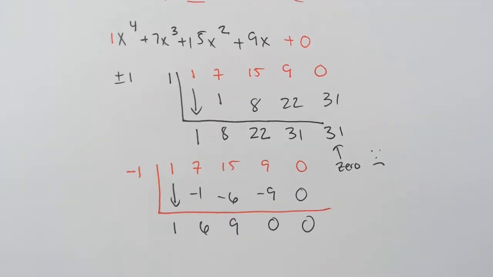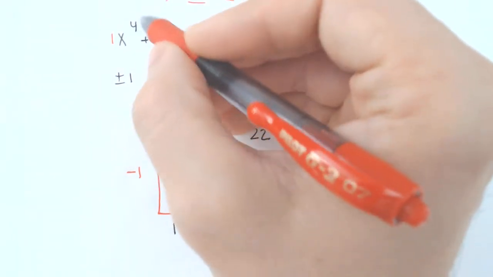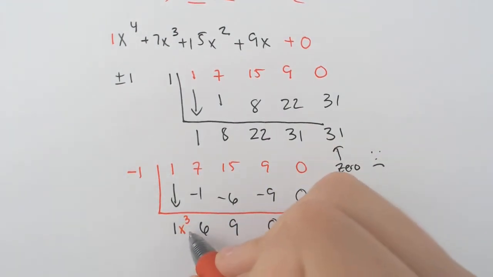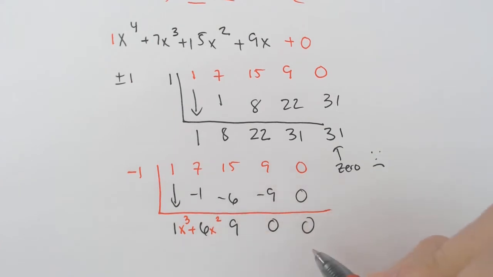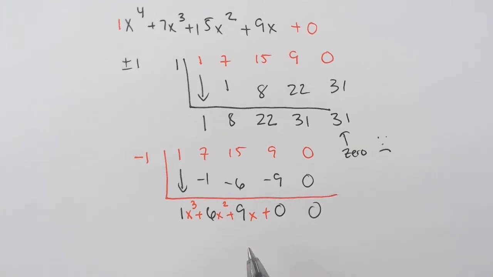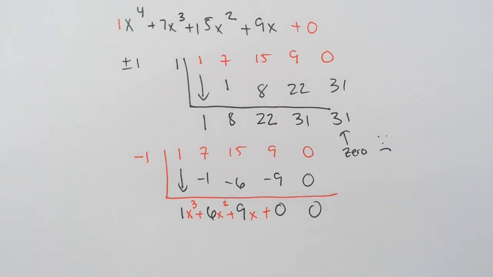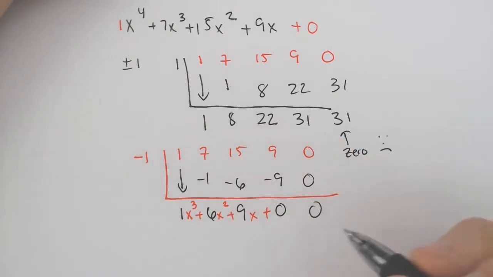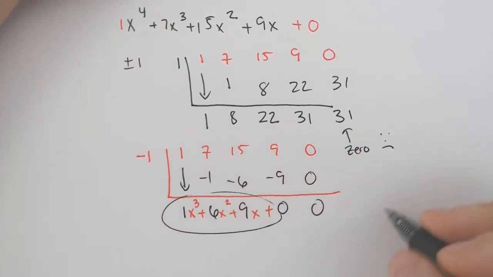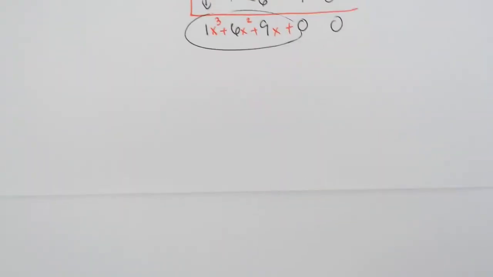And then from here, we started with an x to the fourth. Now we're going to be with an x to the third plus 6x squared plus 9x, and then plus 0. So we still have an x to the third. If we still have an x to the third, we're not done yet. We have to continue guessing and checking until we figure out what it's going to be. So we just start the whole process over again, and we keep going.